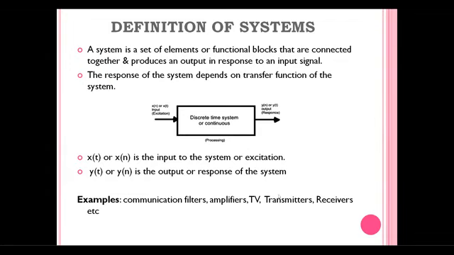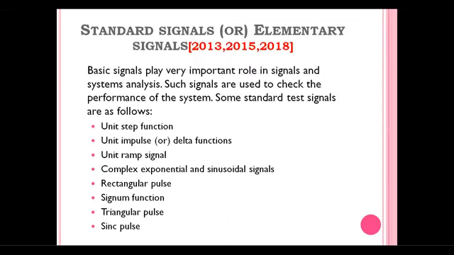Transmitter, TV transmitter, receiver. These are all the examples for systems. So that's all the definition of signals and system. And the next one.